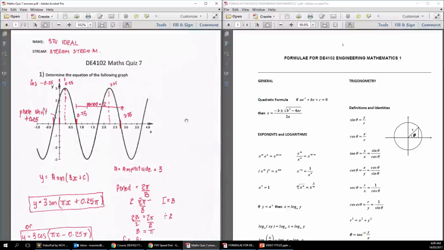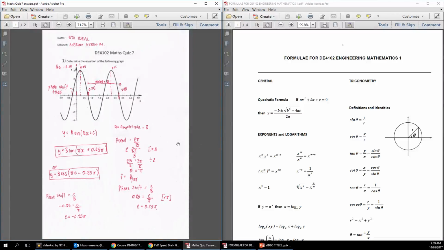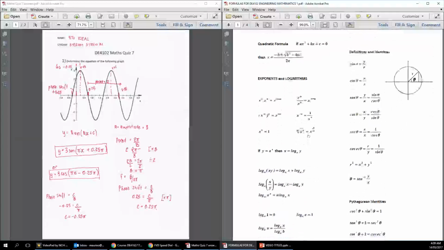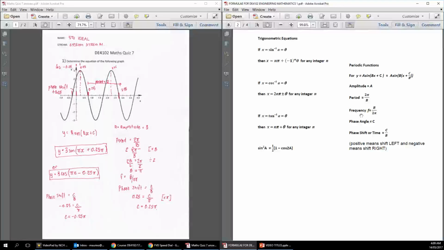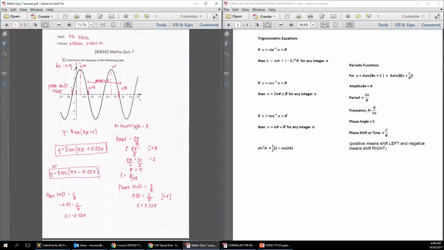So let's have a look at the first question, and it says determine the equation of the following graph. So all you've done is given that graph. So how do we do that? Well, I believe the first thing I would do is go to my formula sheet here, and over here we've got the periodic function. So this is a periodic function, and I'd write down some information that we might know first of all.